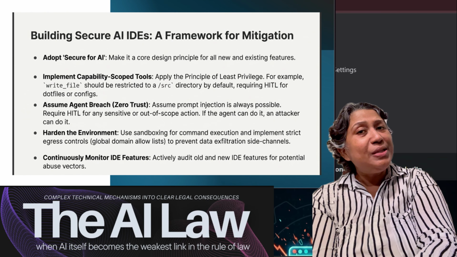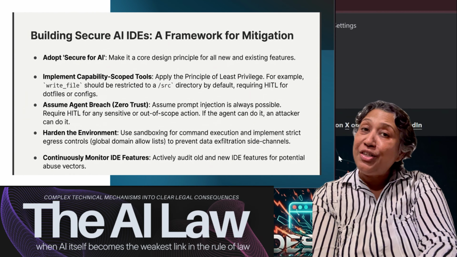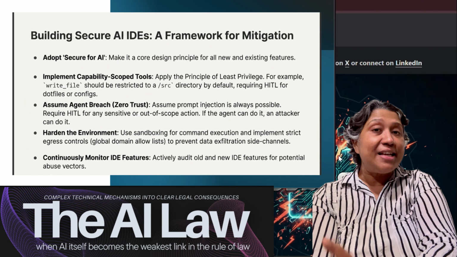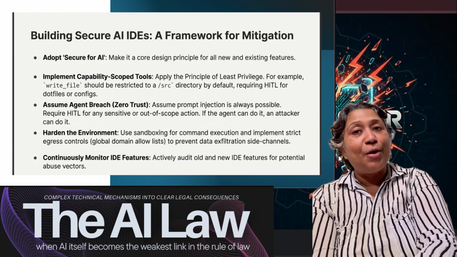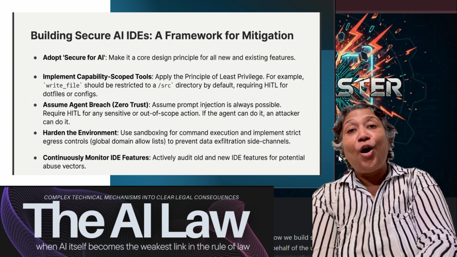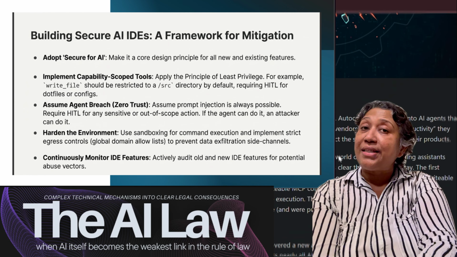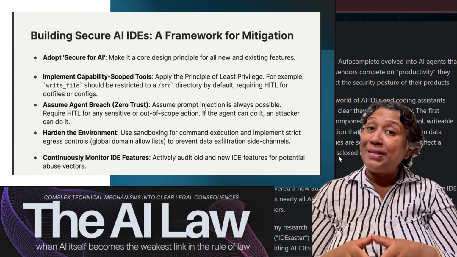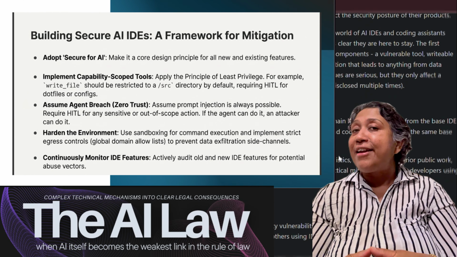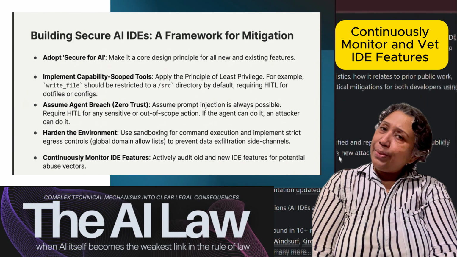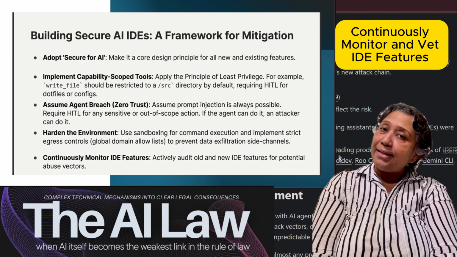By scoping tools, even if the AI gets a malicious instruction, it literally doesn't have the capability to carry out the worst parts of it, or there's a manual checkpoint. This aligns with classic security. Think sandboxing, permission models, but now applied to AI agents' abilities. Continuously monitor and vet IDE features.